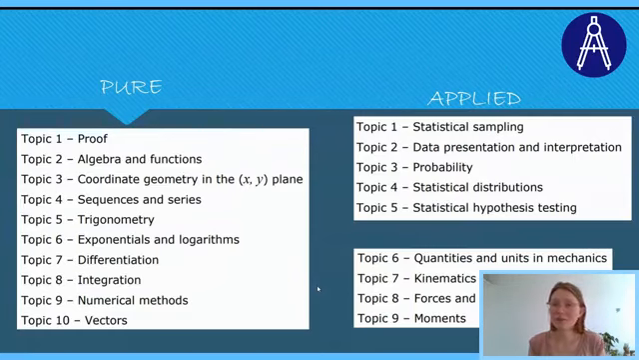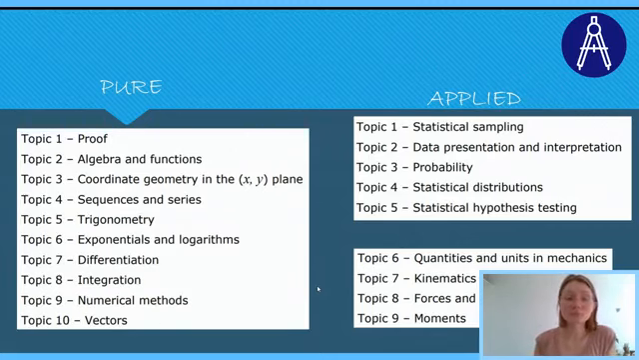that some of them are actually familiar, at least the name of the topic. So for pure, you would have done proof in the past. You would have done algebra and functions in the past. You would have done coordinate geometry, so geometry of coordinates essentially. You would have done sequences. You would have done trigonometry and vectors. The new things would be exponentials and logarithms, differentiation, integration, and numerical methods.